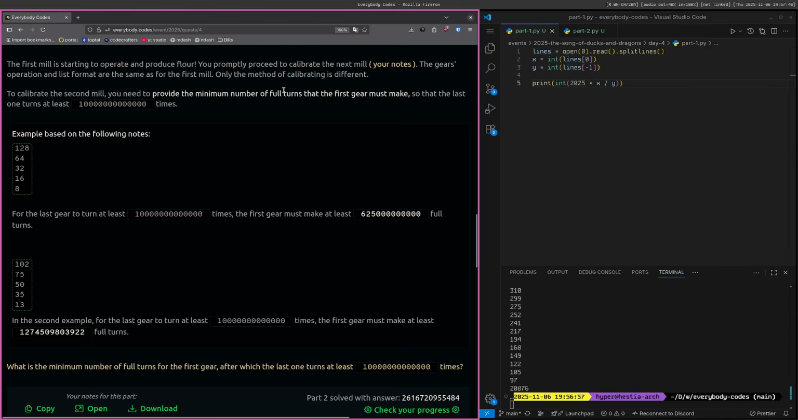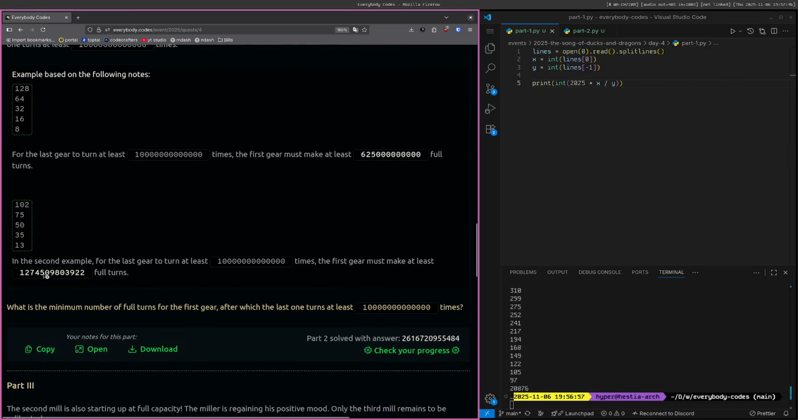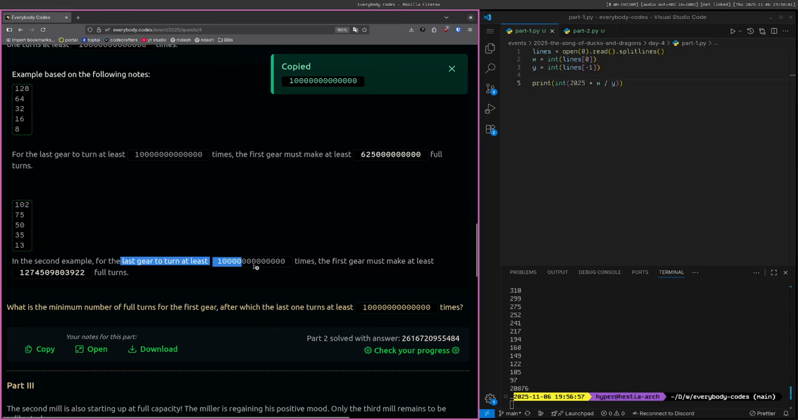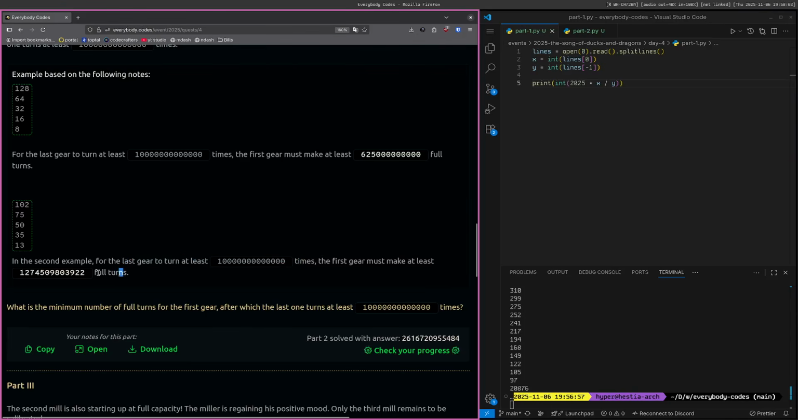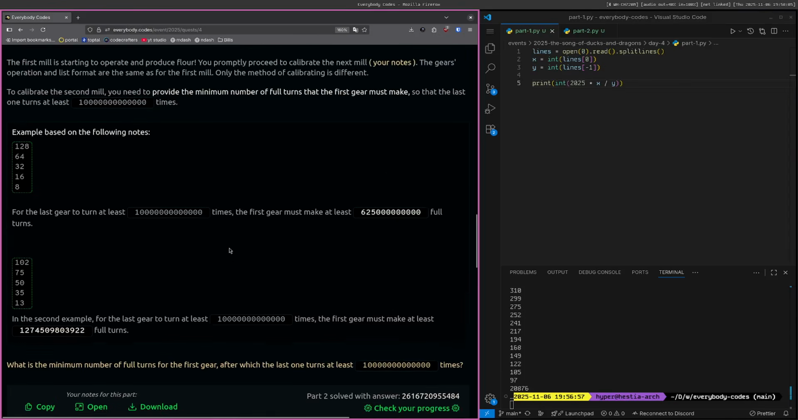Since it's asking for the minimum number of turns for the first gear, this time we're not flooring the value. Because in this example, if we turned this one fewer time, we'd get just below this value. Whereas with this number of full turns, we go above this value. But because we need to turn the final gear at least this many times, then we need to round up the number of times we turn the first gear.